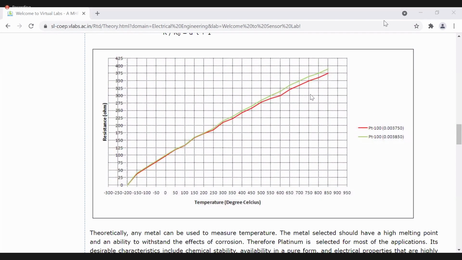Okay, Faraj, what did you understand about RTD? RTD is a resistance temperature detector which detects the temperature of the given metal with respect to the resistance of it. Can you explain about this graph? The graph shows the value of alpha of platinum. These are the two different values of alpha when it changes. Okay, Faraj, good.